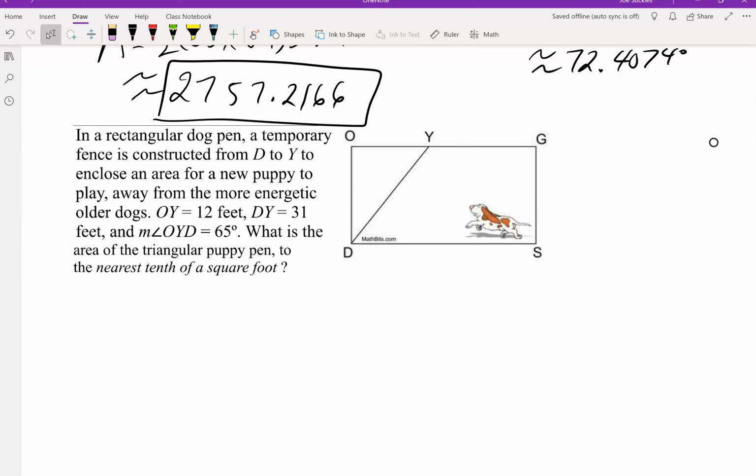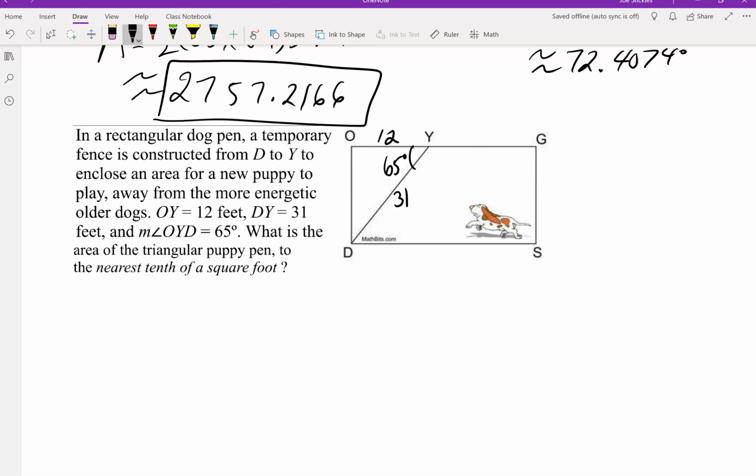All right. So let's see if we can do an example problem here. A rectangular dog pen. We're going to make a temporary fence from D to Y. We're going to keep the more energetic puppy away from older dogs. Okay. So the puppy's over here. We want it to play over here. They tell you that the OY is 12. They tell you that the DY is 31. And they tell you that this angle is 65 degrees.